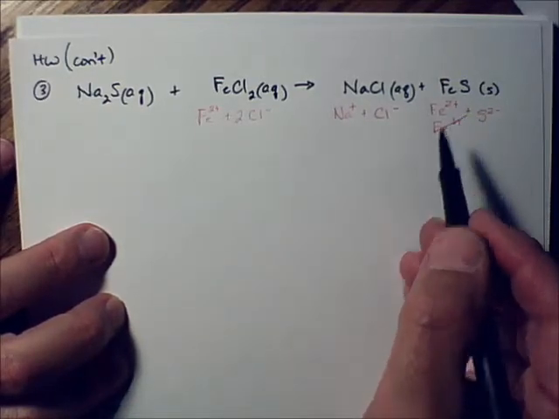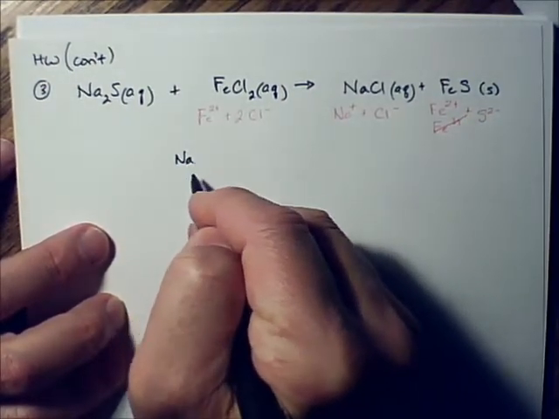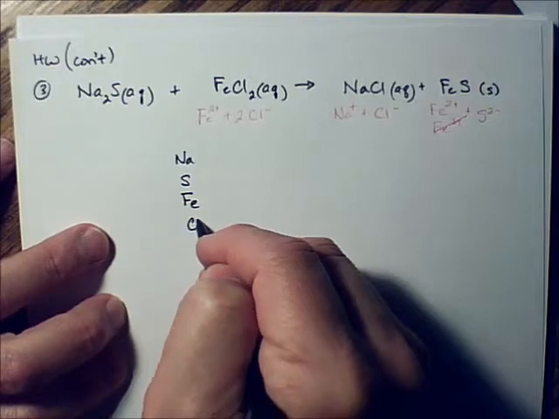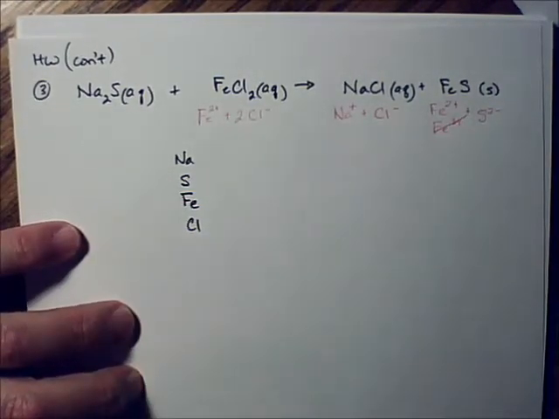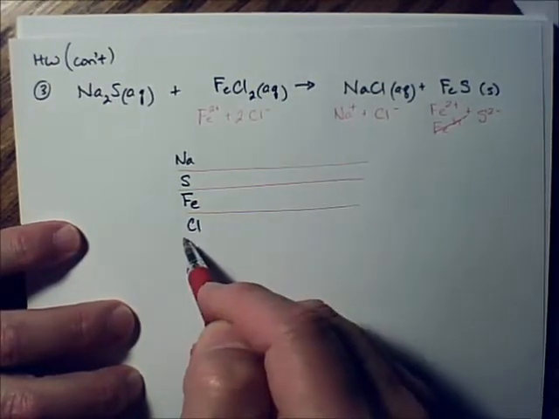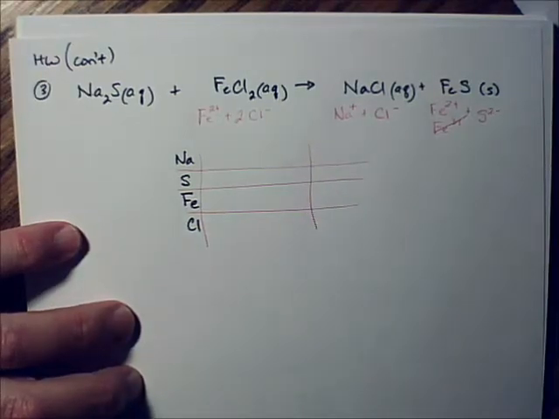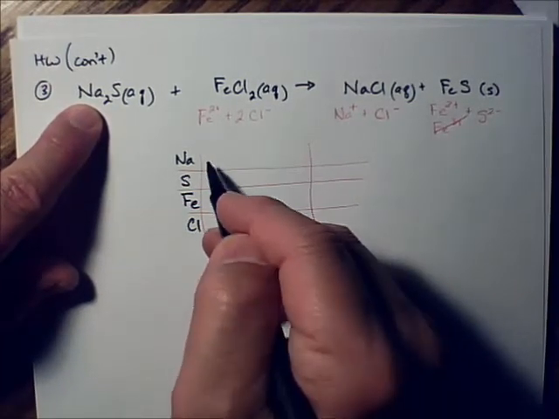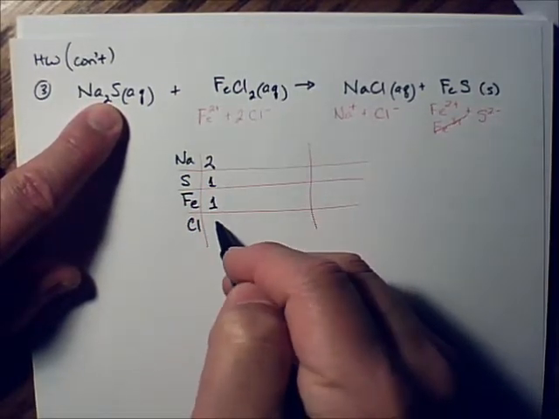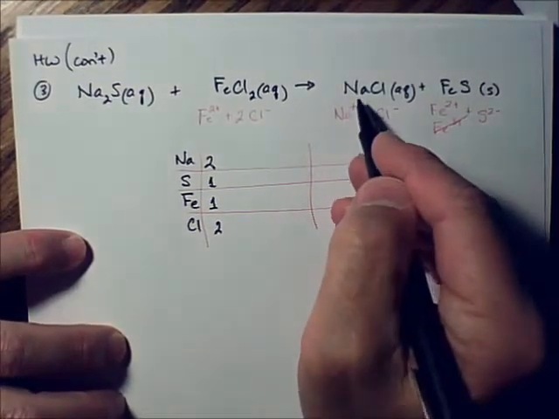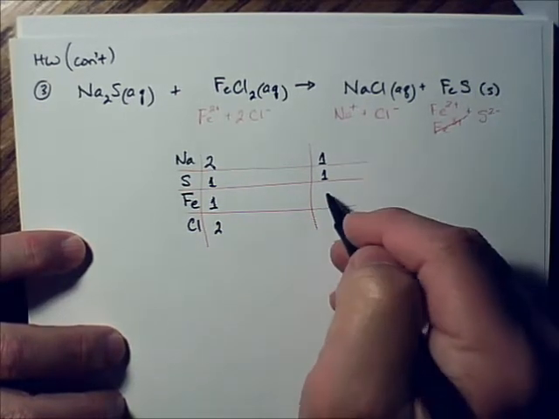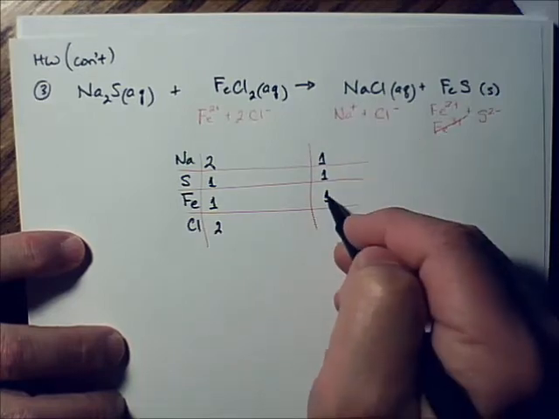So now that we've got all the formulas balanced, we're ready to balance the equation. So we write out all of our elements: Na, S, sodium and sulfur. Fe is iron, and chlorine is Cl. Make our grid to keep everything nice and neat so we can get a good result, get all the math right, and start counting. I have 2 sodiums, 1 sulfur, 1 iron, and 2 chlorines. Over on this side, I've got 1 sodium, 1 sulfur, 1 iron, and 1 chlorine.